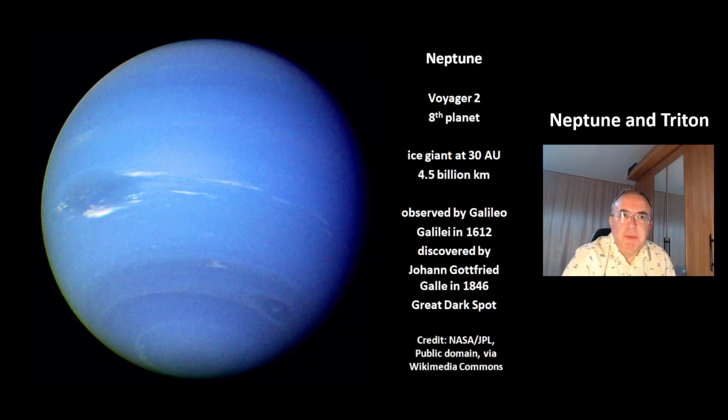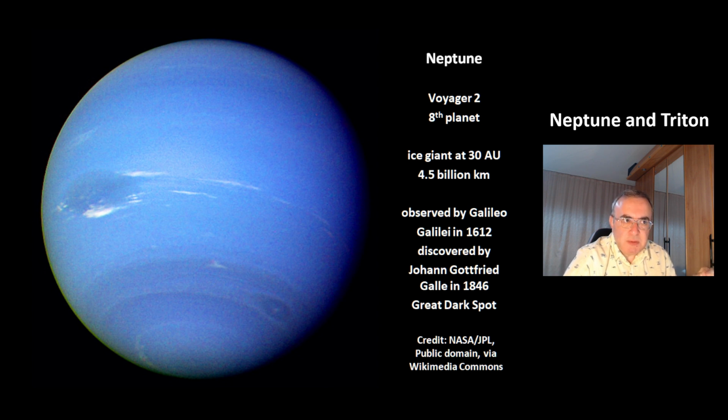Welcome to today's video about the giant planet Neptune and its moon Triton. This is a picture from the Voyager 2 spacecraft of the 8th planet Neptune. And this is an ice giant at a distance of 30 AU. 1 AU is Earth's sun distance of 150 million kilometers. So the distance of Neptune from the sun is 4.5 billion kilometers.